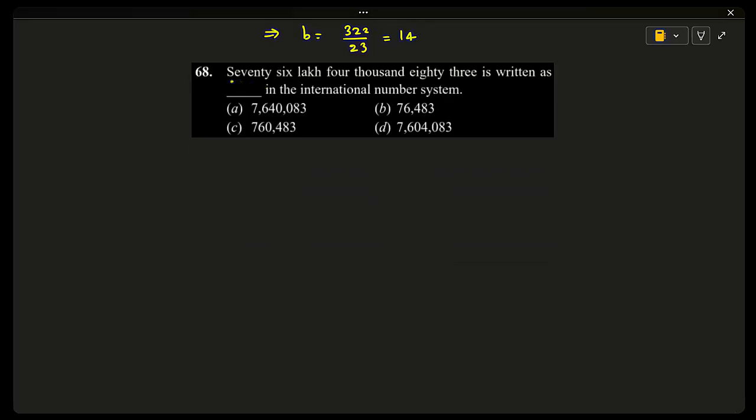76 lakh 4,083. So ones, tens, hundreds, thousands, 10,000s, lakhs, 10 lakhs. So lakhs place we have the number 76. So in lakhs period you write 76. 4000. So 1000 period having 2 digits, but 4, how can we write in 2 digits? 04. 83, we have to write in 3 digits. 083.